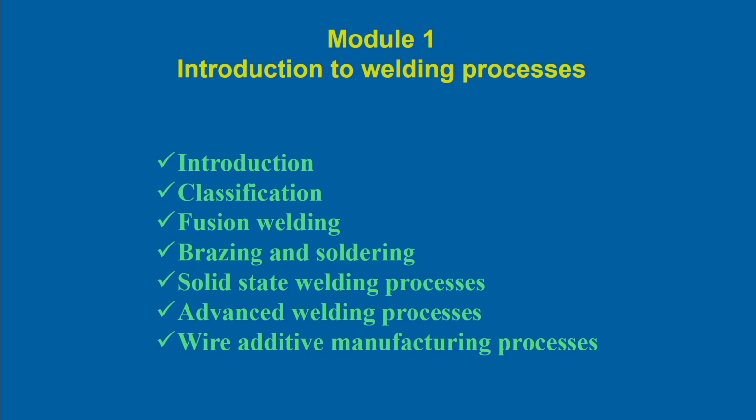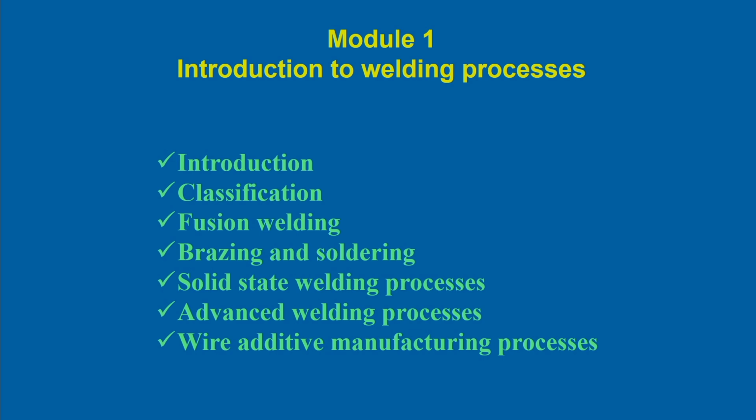Next is the classification: how we can classify the fusion welding processes, what the different fusion welding processes are, and how brazing and soldering are different from the welding processes. Apart from that, we will discuss solid state welding processes, then advanced welding processes, the advancements in welding processes, and finally wire additive manufacturing processes.